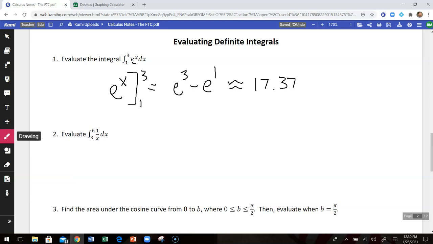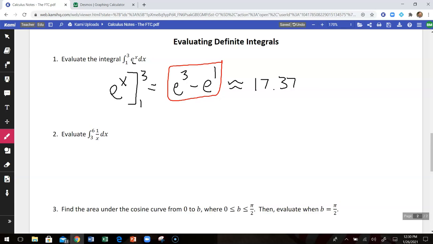The actual preferred answer here is the exact one when dealing with things that aren't going to give you exact answers, so dealing with decimals. I would say leave it as e to the third minus e. That's more precise than 17.37. But if you want to know about what that value is, go ahead and evaluate those.